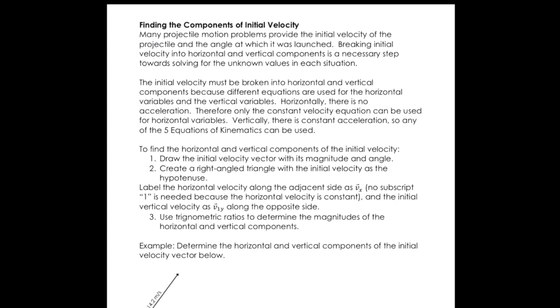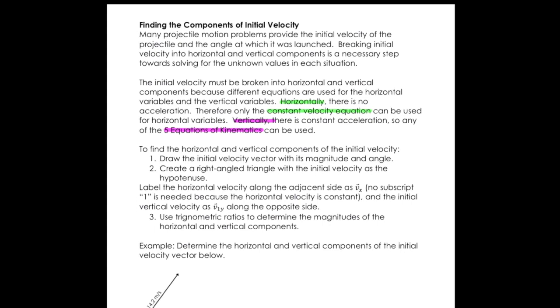Because the horizontal has no acceleration, we're just going to use the constant velocity equation for the horizontal aspect of the variables, okay? For the vertical, there's a constant acceleration because of gravity, so we're going to use the 5 kinematic equations, okay? And both of these equations can be found on the back of the front cover of your packet if you need to look back at them, or you can use your kinematic notes from the first chapter.